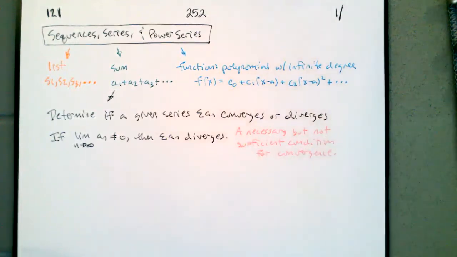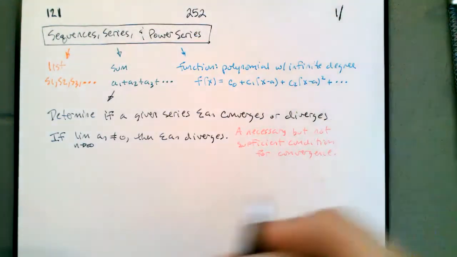So this is a necessary but not sufficient condition for convergence. If a series converges, then the limit of the terms must be 0. But we don't get it in the other direction. If the limit of the terms is 0, the series might converge. It's necessary but not sufficient.